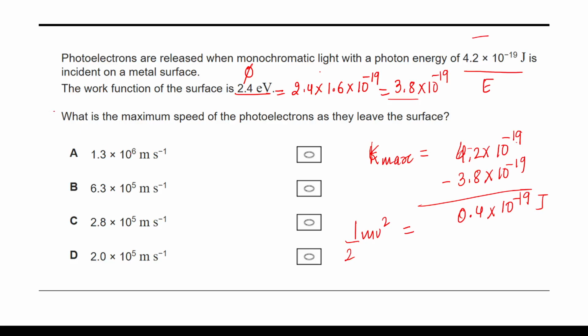So whatever energy is the photon energy, that can be used in two ways. One to break the bonds, the work function, and one to give the kinetic energy. Now, what kind of graphs do you require for your A-level physics?